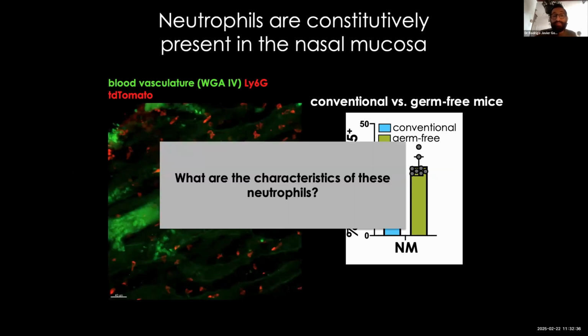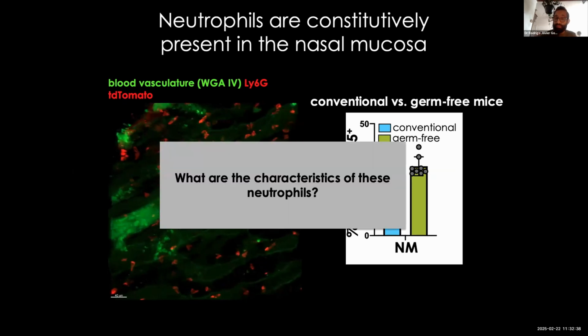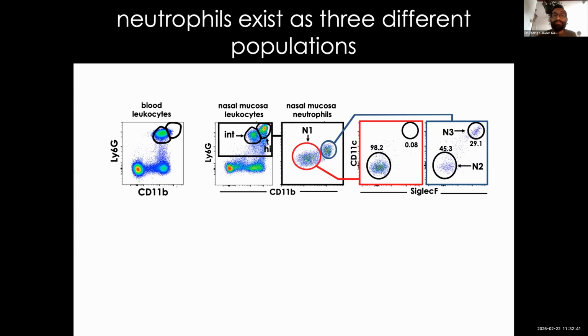So the question that we asked next was, what are the characteristics of these neutrophils? And we can easily identify neutrophils in blood as a single population using the markers Ly6G and CD11b through flow cytometry. However, when we look at the nose, we can see that neutrophils can be identified as two populations based on the same markers, one that is high and one that is intermediate for the two markers. If we zoom in into these populations, we see that the high population can be further divided into two populations based on the markers CD11c and Siglec-F, which are not typically found in neutrophils.